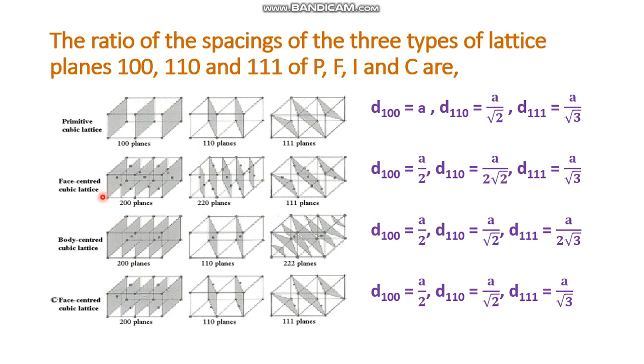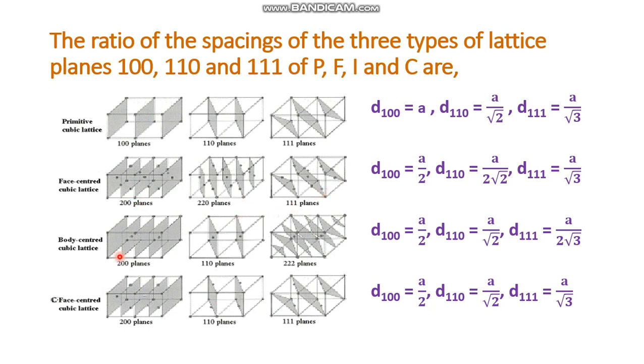For a face-centered cubic lattice, the corresponding distances of the lattice planes for 200 planes, that means this is actually the 100 plane, but in forming the lattice planes we have to follow some rules. That is, all the atoms or the lattice points must be covered, they should be parallel, and they should be equidistant. In this regard, the 100 planes become 200 planes. Similarly these 110 planes become 220 planes. So this way face-centered cubic 200, 220, 111.